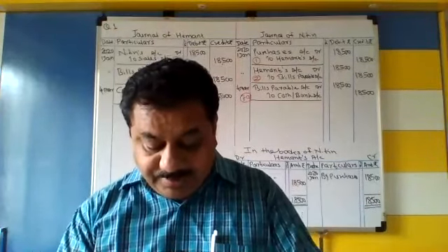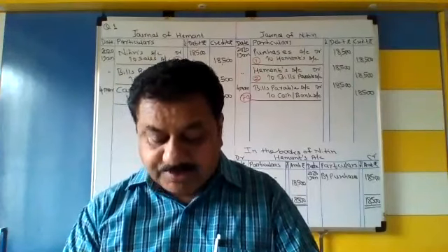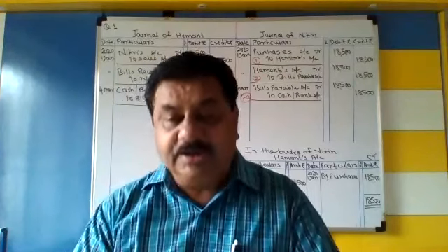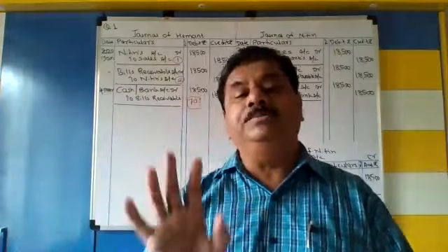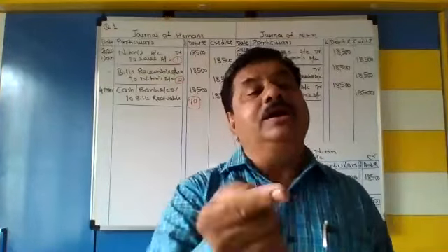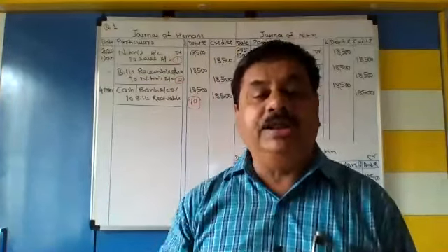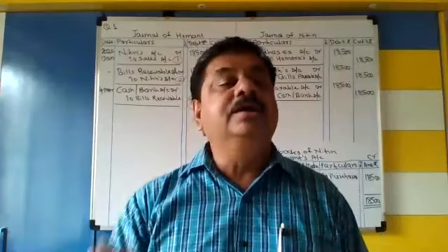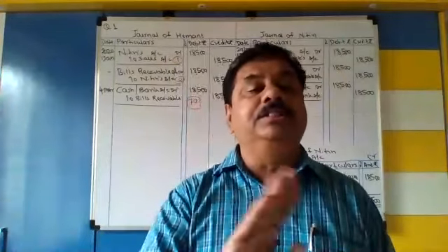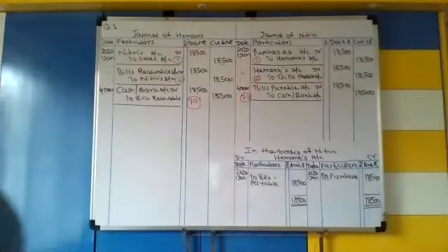Now in second problem, okay. Look at the requirement. Journal entries in the books of Neha and Rohan. इसलिए मैंने बोला आपको half page बनाओ. Okay. Now again prepare journal half page for Neha, half page for Rohan. No account is required. मतलब ledger account की जरूरत नहीं है.